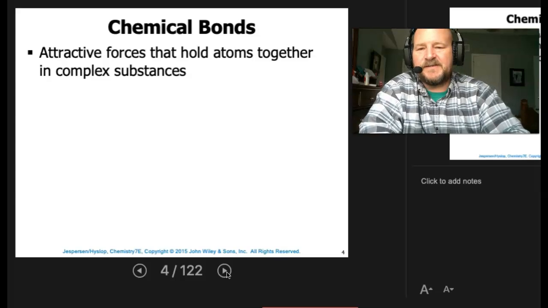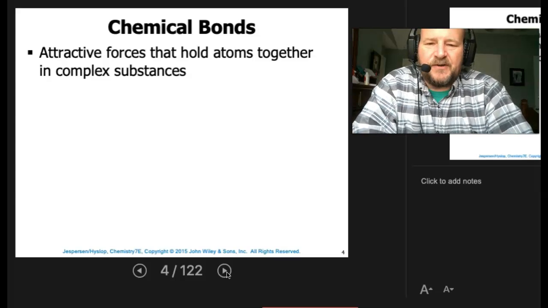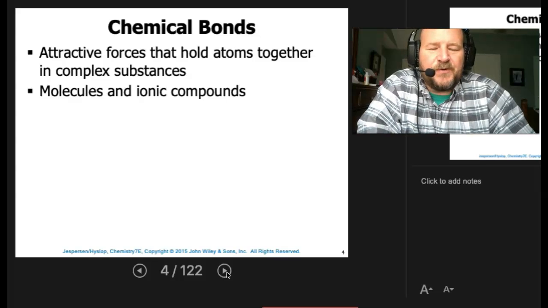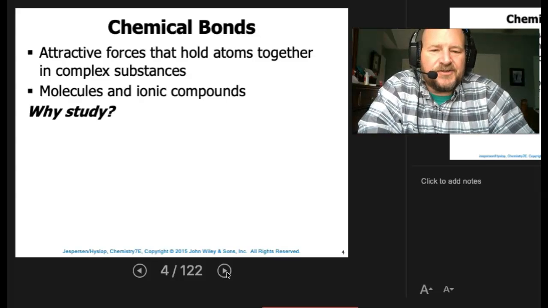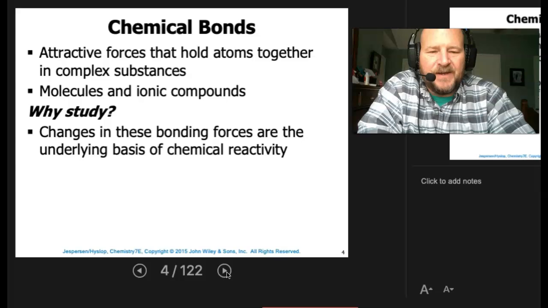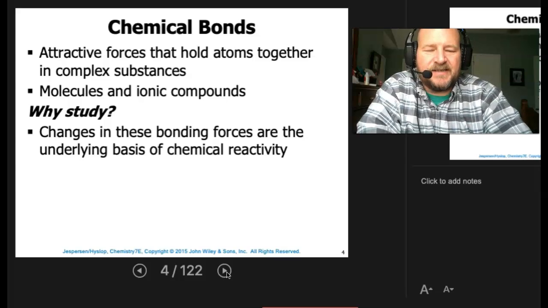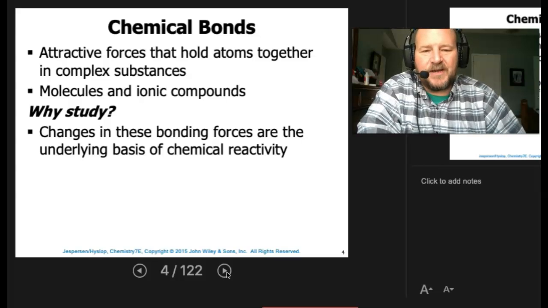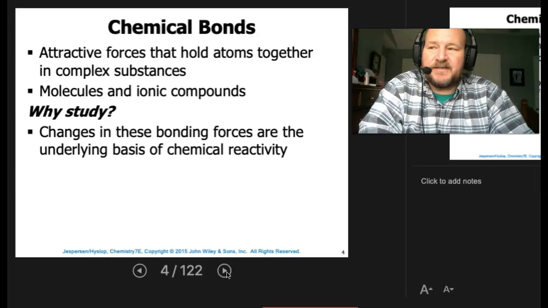All right, so chemical bonds. These are the attractive forces that hold atoms together in complex substances. And again, those could be molecules or ionic compounds. So of course the question comes, why study this stuff? Well, changes in these bonding forces are the underlying basis of chemical reactivity. So one way we can understand chemical reactions then is to look at how things are connected. And then of course, more importantly, we can start to predict how we can make things once we understand the trends of how these things react.